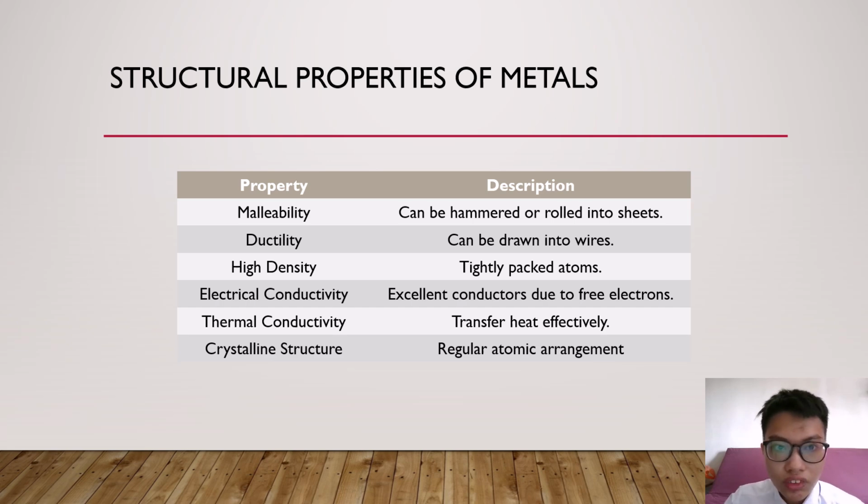So next, for the structural properties of metals, you can see the table of their properties and descriptions. They have malleability, ductility, high density, electrical conductivity, thermal conductivity, and crystalline structure. For the description: it can be hammered or rolled into sheets, drawn into wires, with tightly packed atoms. It is a good conductor due to free electrons, it transfers heat effectively, and lastly it has a regular atomic arrangement.